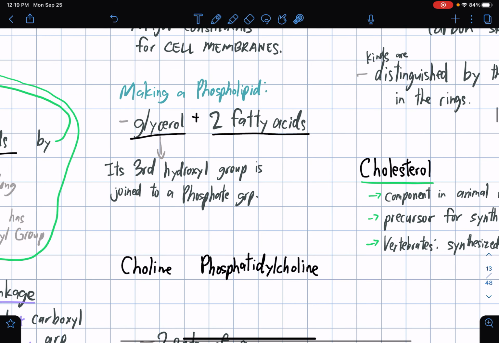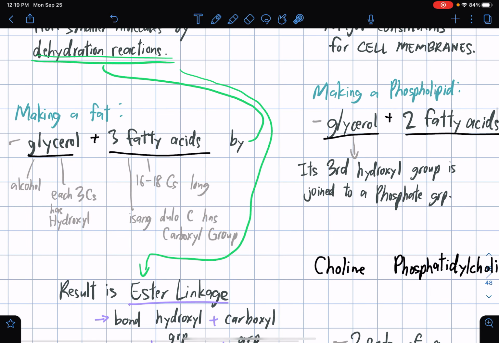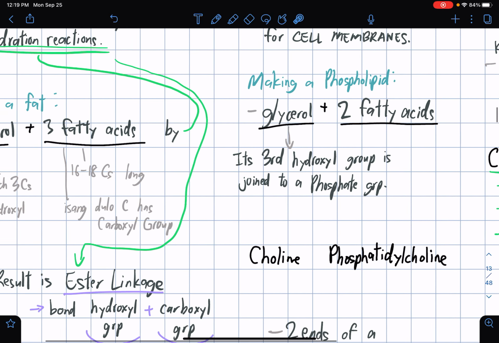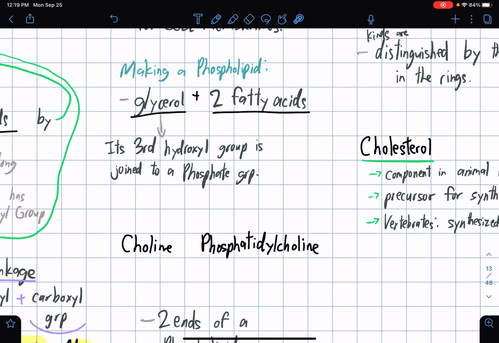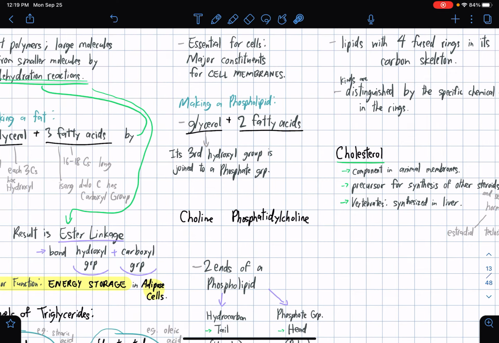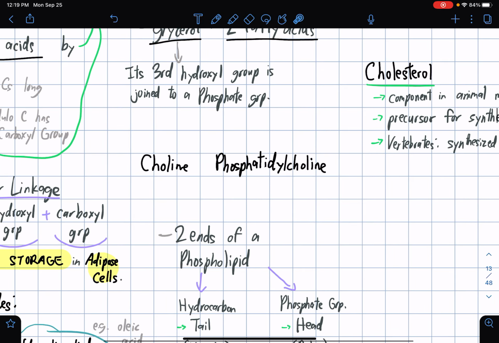In the making of a phospholipid, we need glycerol, just the same as a fat, but this time, instead of 3 fatty acids, we have 2 fatty acids only. The third hydroxyl group is joined to a phosphate group. You don't really have to memorize that. Examples of phospholipids are as follows: choline and phosphatidylcholine.